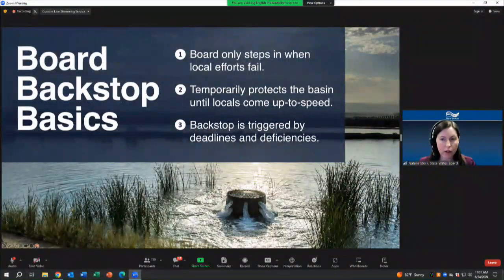Now, focusing in on the board's role, here are a few key things to remember. The board only steps in when local efforts fail. We can't just step in whenever we want to. The board temporarily protects the basin until locals come up to speed. Board actions are not a replacement for a groundwater sustainability plan. The backstop is triggered by deadlines and deficiencies, which is why we are here today.